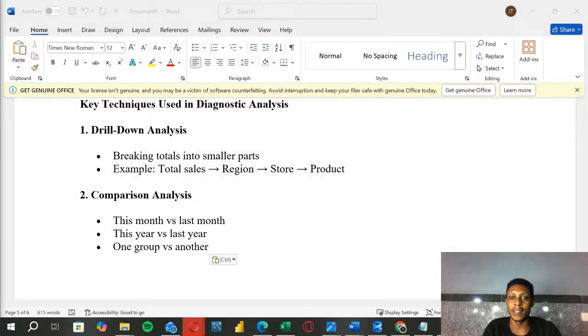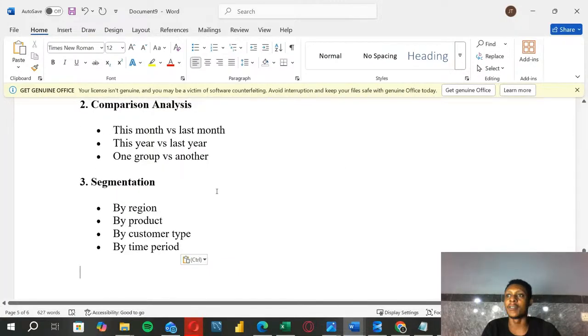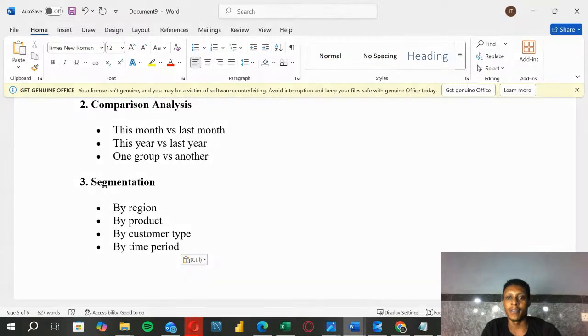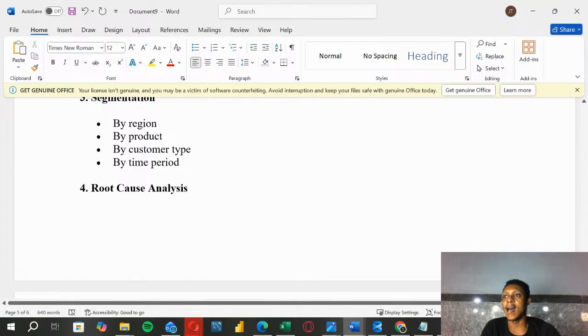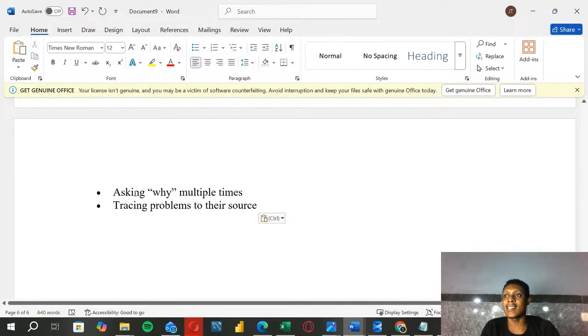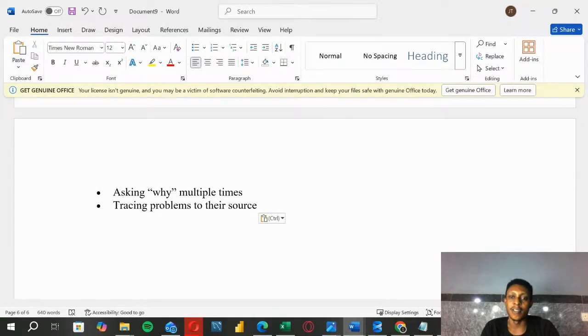Next, segmentation: by region, by product, by customer type, by time period. Then we have root cause analysis: asking why multiple times, tracing the problem to its source.